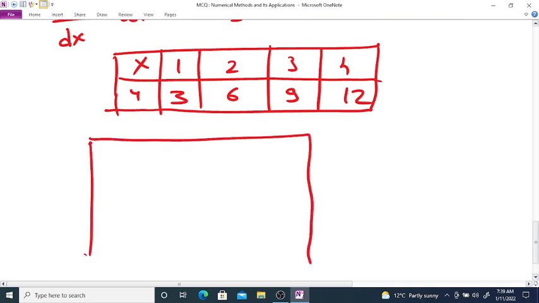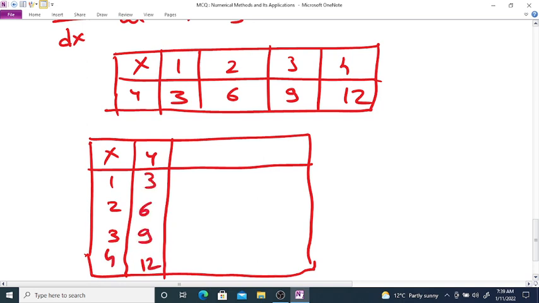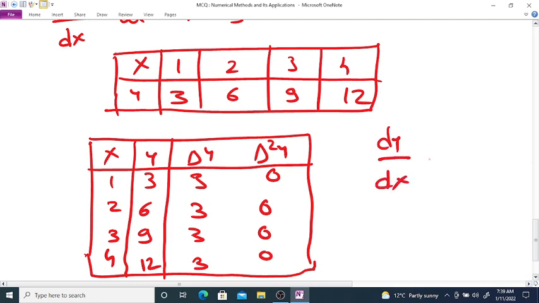So first we want to determine the forward difference table. So the forward difference table is x, y, it is 1, 2, 3, 4, and 3, 6, 9, 12. The first forward difference is equal to 3, 3, 3, 3, and the next difference, delta square y, is 0, 0, 0, 0.